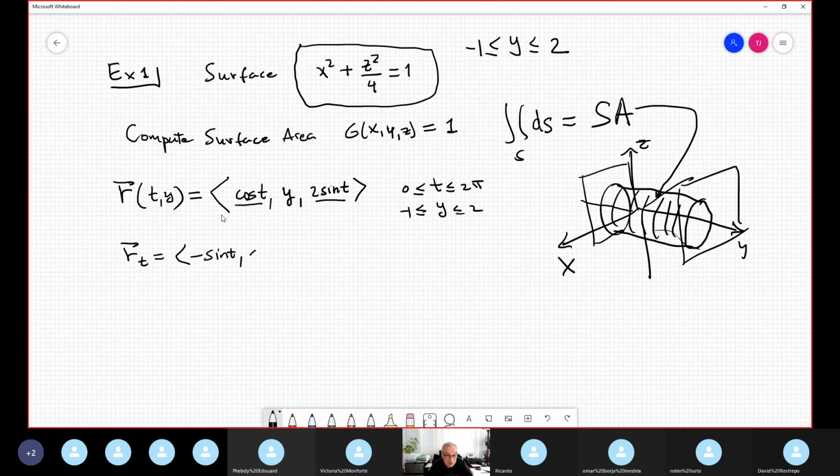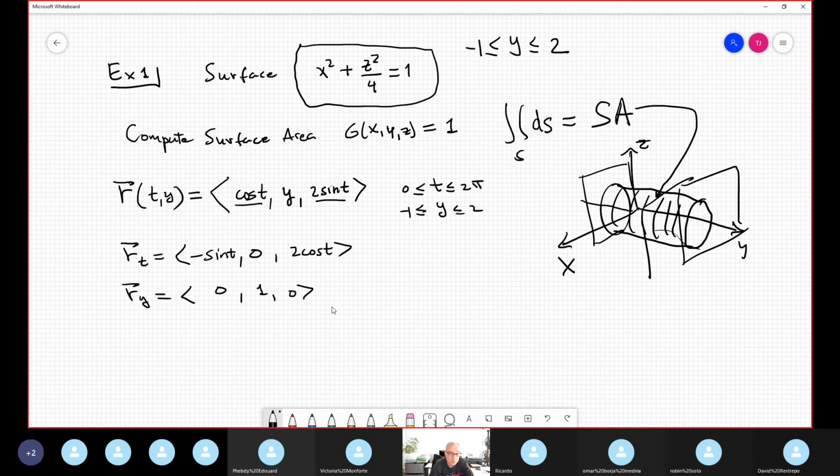Derivative with respect to T is 0 because the second component does not depend on T. And the other is 2 cosine T. Okay. Now partial derivative with respect to Y. Well, this is 0, not depending on Y. This is 1, depending only on Y. Derivative of Y with respect to Y is 1, and 0.